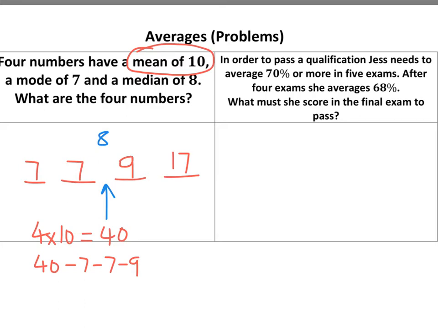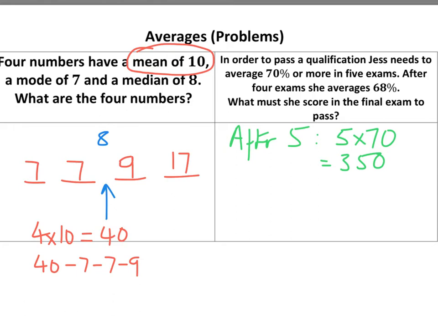In order to pass the qualification, Jess needs to average 70% or more in 5 exams. After 4 exams, she averages 68. What must she score in the final exam to pass? So after 5 exams, she's got to get a total of 5 lots of 70 or more, a minimum of 5 lots of 70. So she needs 350.